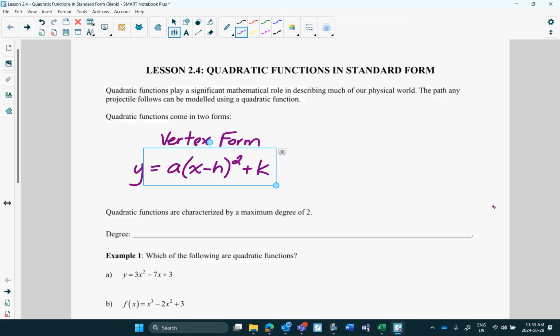Oftentimes, you will see a quadratic function in what we call standard form. And we did this last year. We talked about equations of lines in two different forms. We talked about slope-intercept form, where it looked like y equals mx plus b. And then we talked about standard form, where it looked like ax plus by equals some number. Standard form looks like this.